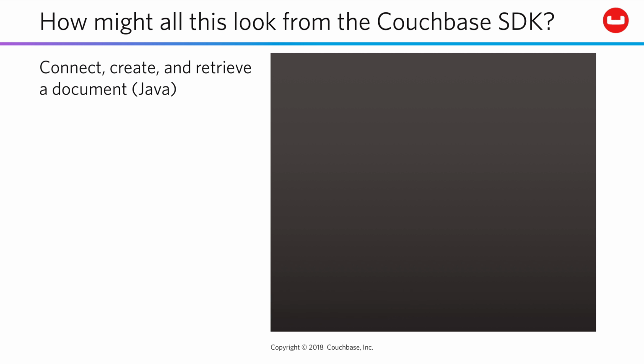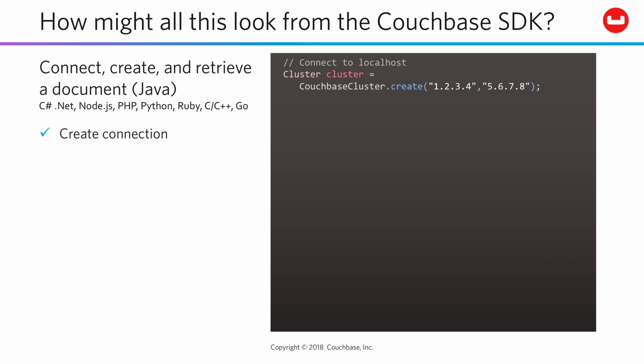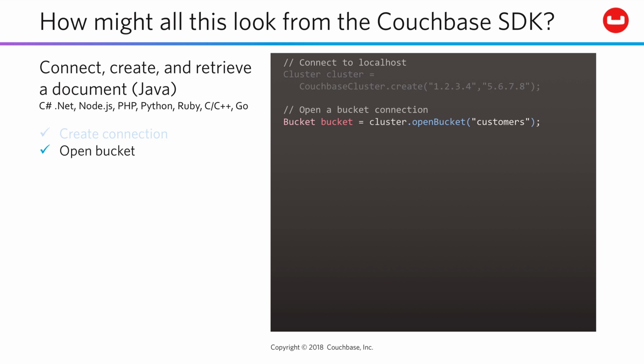So how might connecting to a bucket and creating a document look like in practice? We'll look at this in Java, but you'll find the same unified approach across all our SDKs. First, you create a connection by pointing to one or more high-availability bootstrap nodes. After this initial connection, the client will be continuously updated with a map of all nodes and will manage the connections. Then you open your desired bucket.